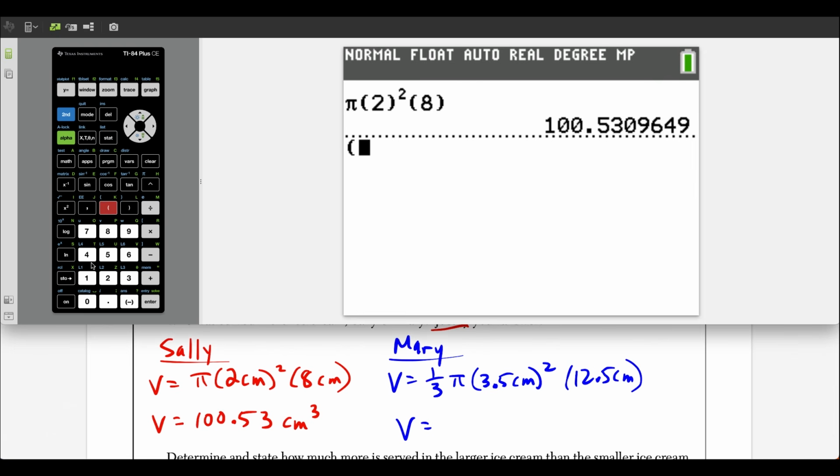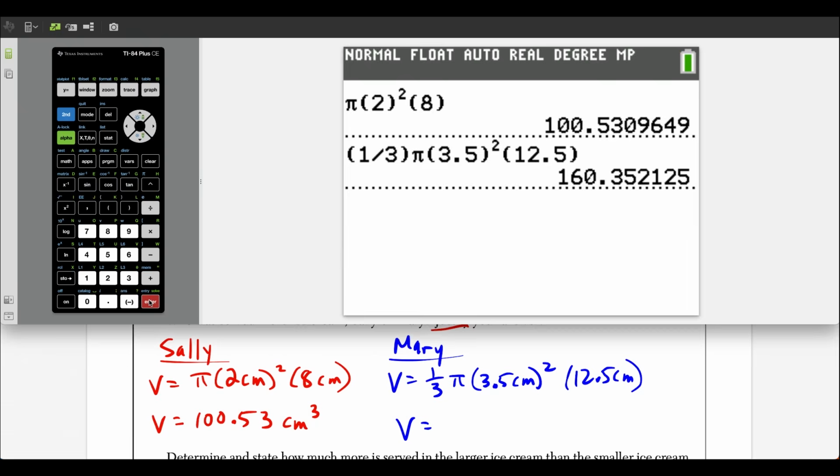So what we've got here, we've got 1/3, and we're multiplying this by pi. So we've got second and the up arrow, and then we're doing 3.5 squared. So we're multiplying by this, and then finally multiplying all of that by 12.5. So now let's see how this works out.